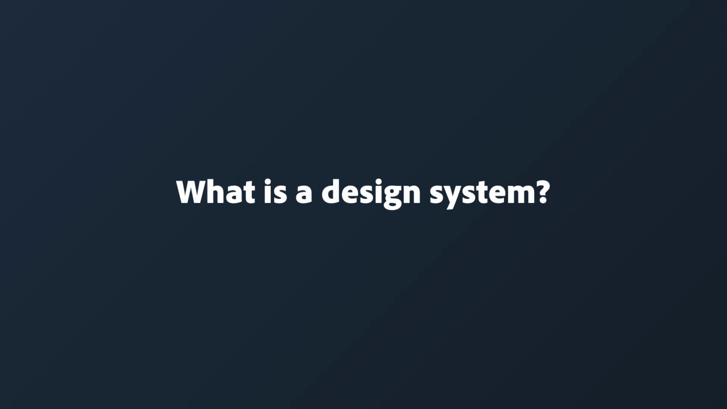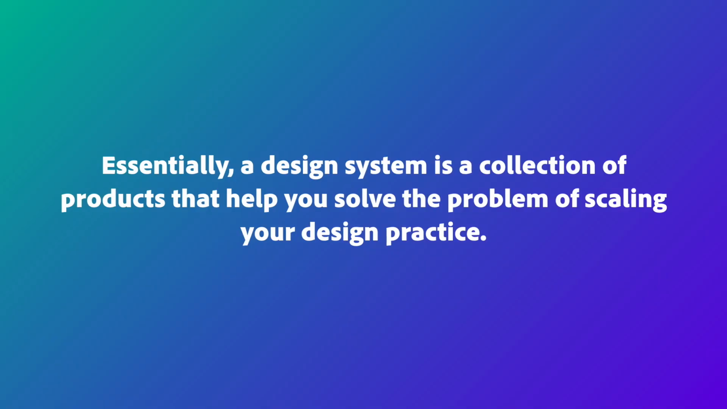So what is a design system? You might have heard a lot about design systems. It's so hot right now, and everybody's talking about them, but nobody really knows what they are because there are so many things. Essentially, a design system is a collection of products that help you solve the problem of scaling your design practice. This usually includes things like a UI component library, design files. We'll talk more about this later, but it's basically a vehicle for getting your design out there in a lot of places for a lot of people.